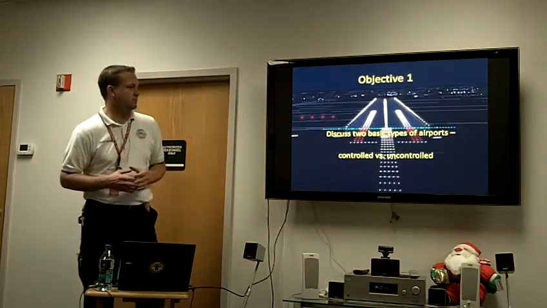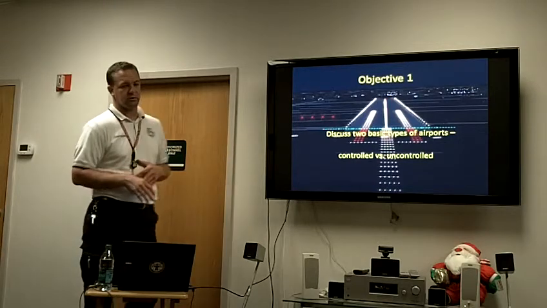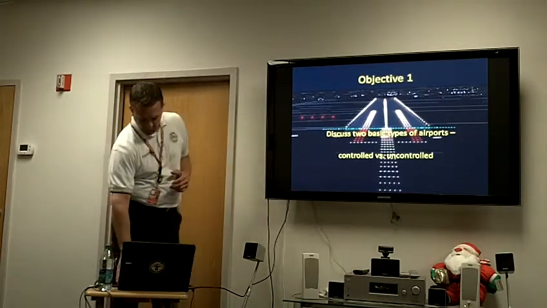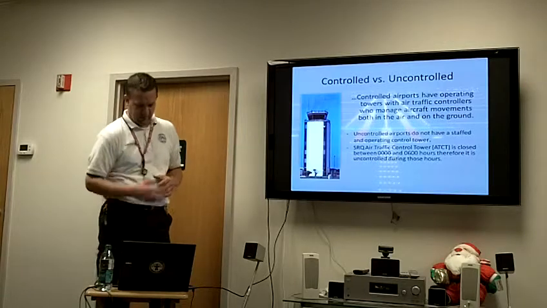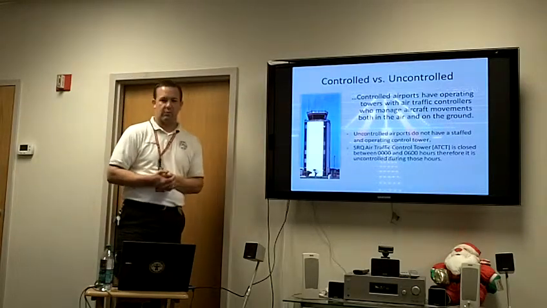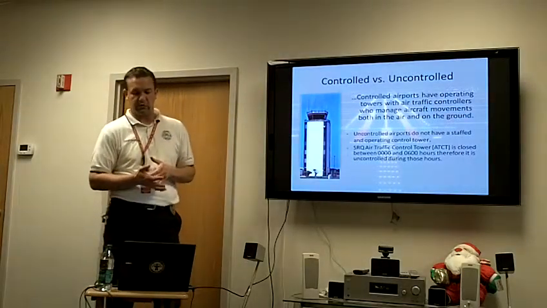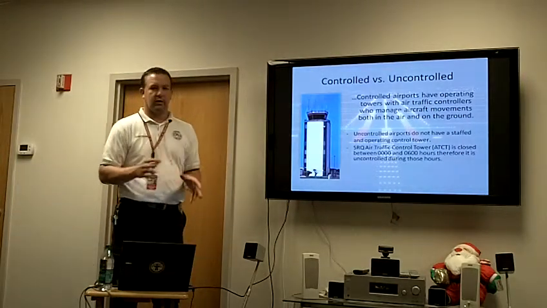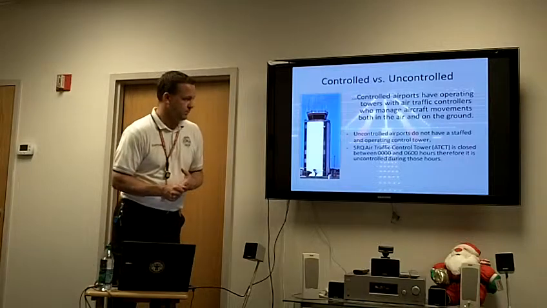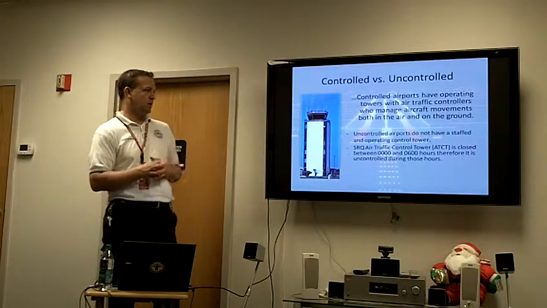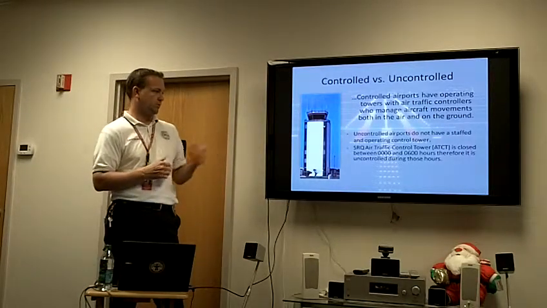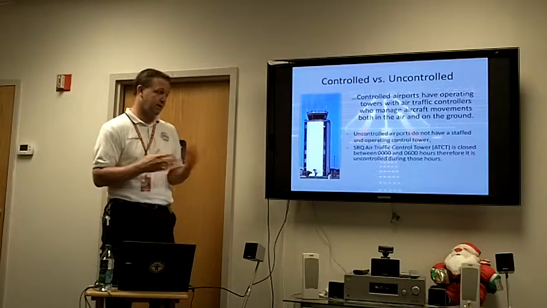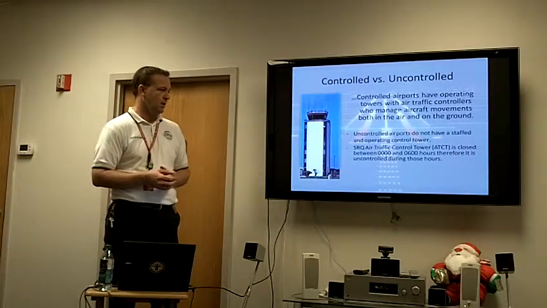All right, first objective, discuss two basic types of airports, controlled versus uncontrolled. What is the meaning of that? Controlled airports have operating towers with air traffic controllers who manage all of the movements both in the air and on the ground at an airport. Conversely, uncontrolled airports do not have a staffed operating control tower.